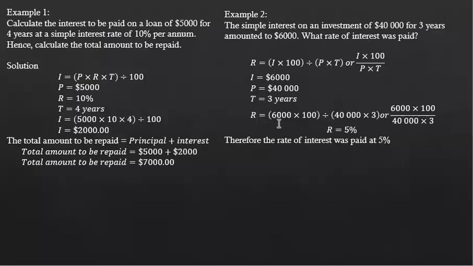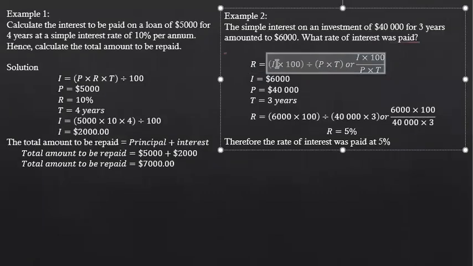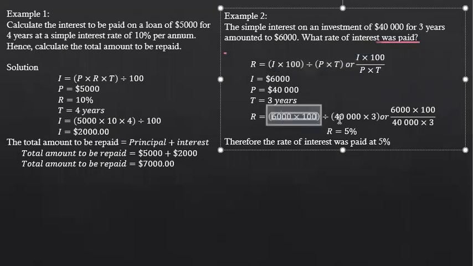Now the rate is equal to, you're just plugging the values into this formula here. So you get 6,000 by 100 divided by 40,000 by 3, or you could put it in this form, 6,000 multiplied by 100 over 40,000 by 3. And because you're using a calculator, the final answer would be 5%.